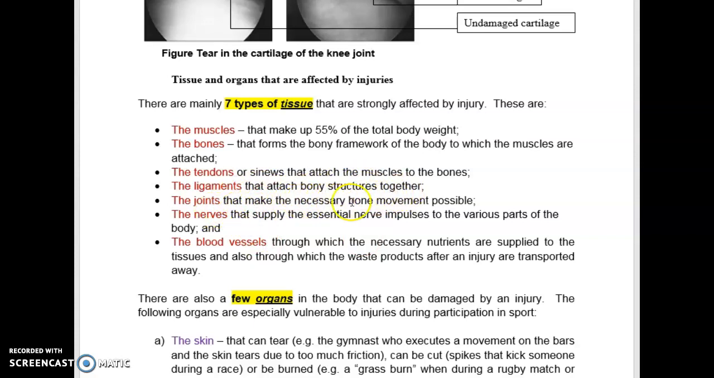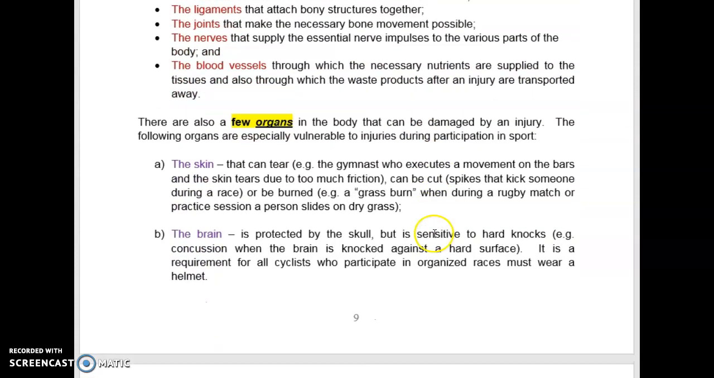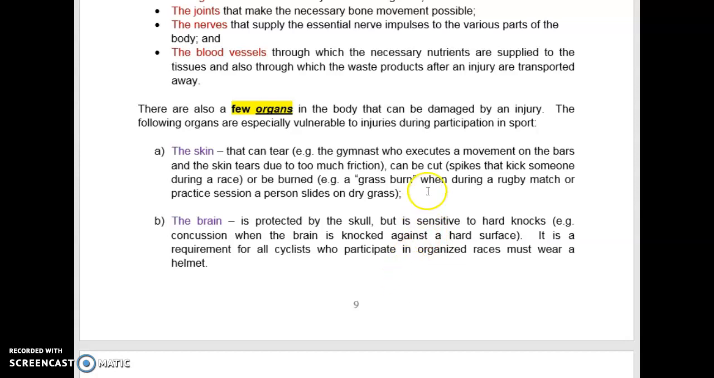And the joints make necessary bone movement possible, and the nerves supply the essential nerve impulses to the various parts of the body, and the blood vessels are the means through which the necessary nutrients are supplied to the tissues, and also through which the waste products after injury are transported away. And that's very cool that the blood vessels can do that.